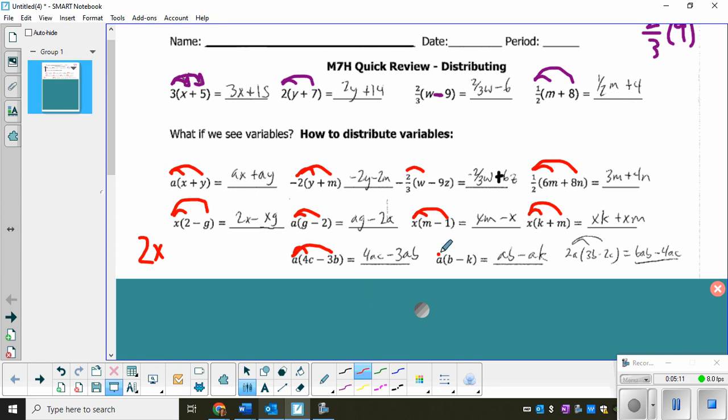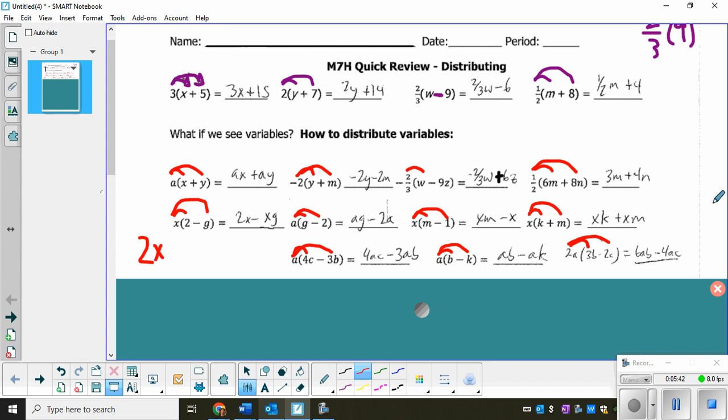All right, for the next to last one, we have A times B is just AB. And then A times the negative K is going to be minus AK. And for the last one, I have it handwritten here, but there's a spot for it in your notes. We've got 2A's times 3B's. Now with this one, we have a number and a number. So 2 times 3 is 6. And then we just have AB. And now 2 times this negative 2 becomes a negative 4. And then we still have the A times C. So this is minus 4AC.